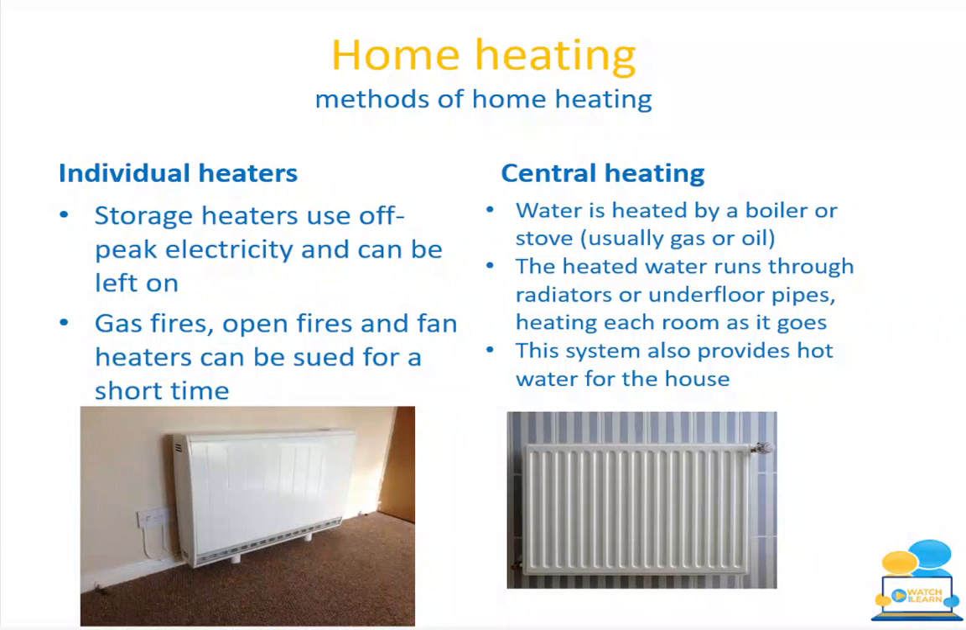So what happens here is that you have water, which is heated by a boiler, or sometimes it can be a stove, but usually in Ireland we use the likes of gas or oil. So what happens is the heated water runs through the radiators and the underfloor pipes, and basically it heats each room as it goes. So the first radiator that is closest to the boiler is going to be the hottest, and the one furthest away is going to be the coolest. So basically this system provides hot water for the house as well. So if you haven't got enough hot water, then you'd have to turn on the immersion.